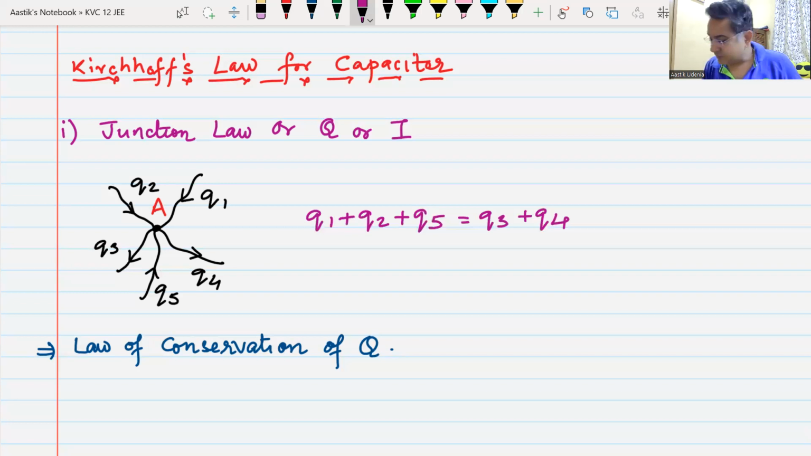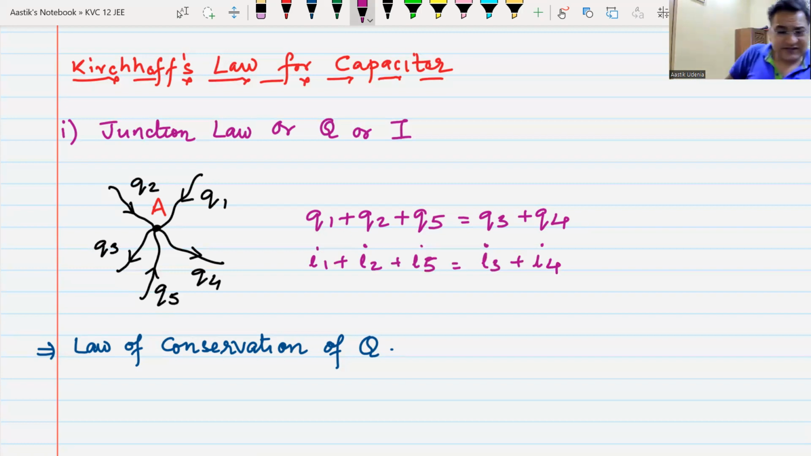Do we understand this? Now, instead of charges, I could have called them currents. Rate of flow of charge is current. So it would have become I1 plus I2 plus I5 is equal to I3 plus I4. That is very simply the law of conservation of charge, or you can call it junction law, charge law, or current law.